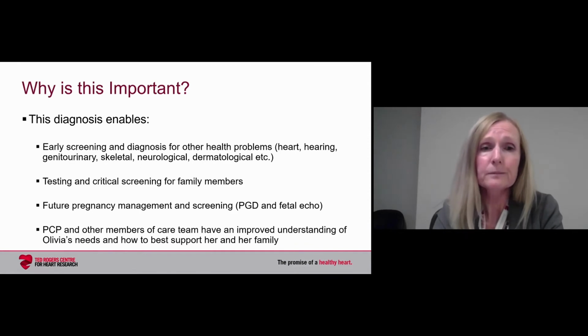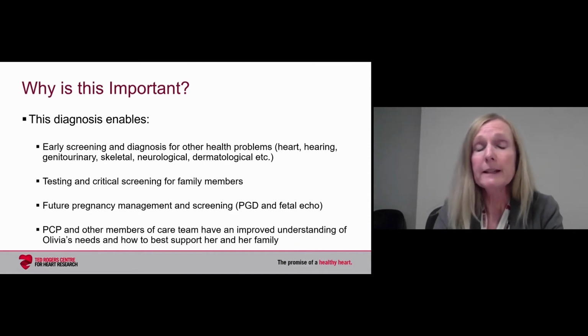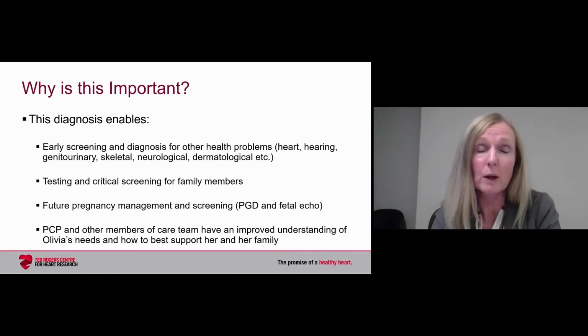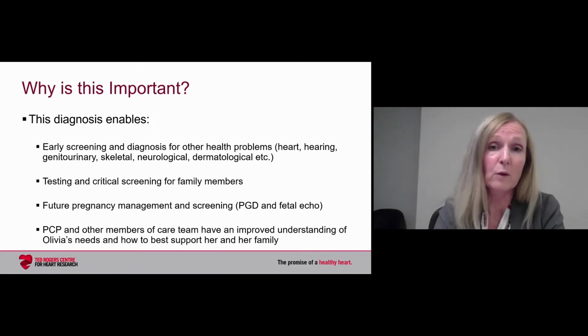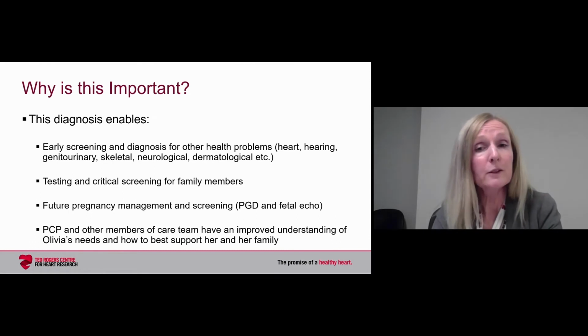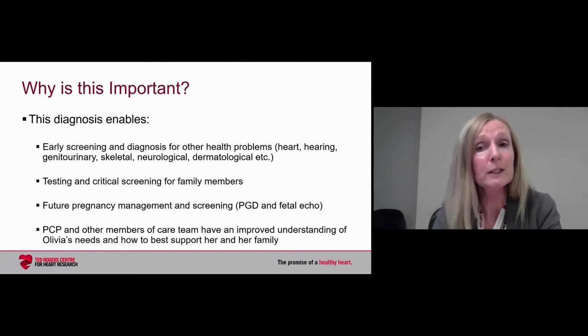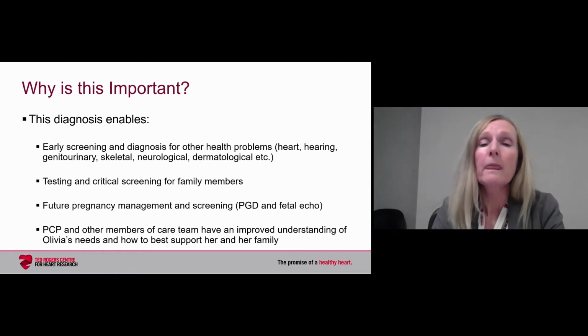We know that future pregnancy management will be available not only to Olivia, but potentially to her parents, especially if one of them is positive, as well as screening, such as being able to do a fetal echo now knowing that there may be an increased risk for another sibling or a future sibling to be affected.